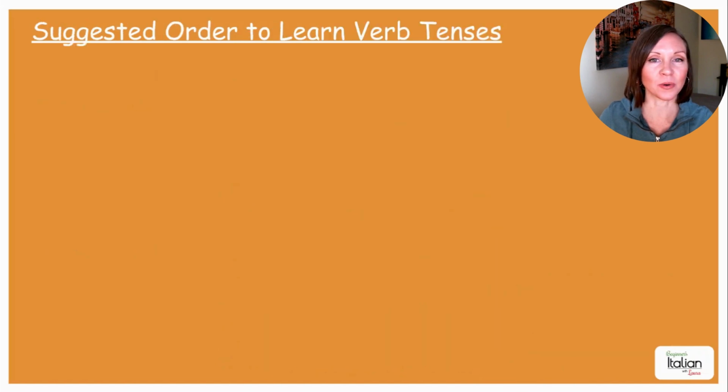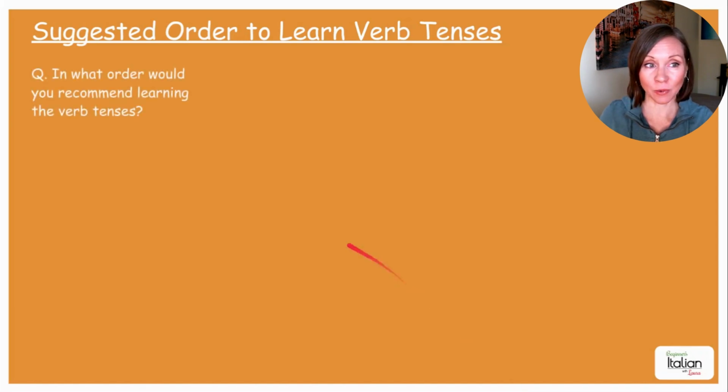Okay, so obviously you don't have to learn all of those at the beginning. In fact, you probably don't ever have to learn all of those unless you're going into interpreting or into a professional field. But at the beginning, in what order would you recommend learning these verb tenses?